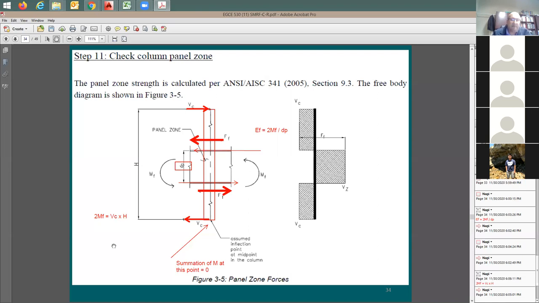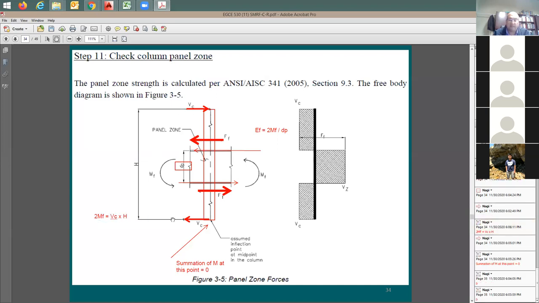Does that make sense? Here's H, here's VC. When you take the moment about this point, this force here gets canceled. Now I have MF plus MF, right? It's equal to VC times H. They're opposite: the two MFs rotate counterclockwise and VC rotates clockwise. Someone can put the equation differently. They can say two MF negative VC times H is equal to zero. You can do it this way also, right? Take the moment about this point. You say MF plus MF minus VC times H is equal to zero, which is the same equation as this. And with that, you can figure out VC.